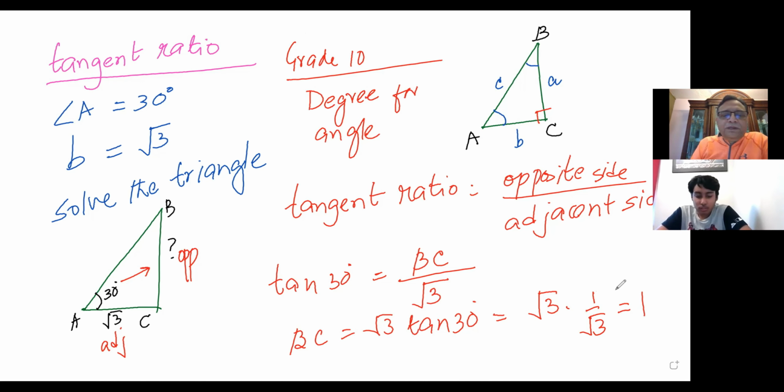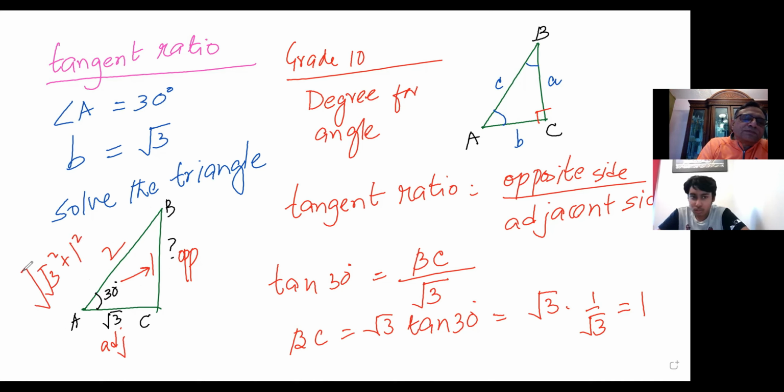So now we found what BC is, which is equal to 1. Can you find AB? AB, sir. So then we can do the Pythagorean theorem, right, sir? Correct. So square root of 3 squared plus 1 squared, square root, correct? It would just be 4. So the square root of 4 is 2.